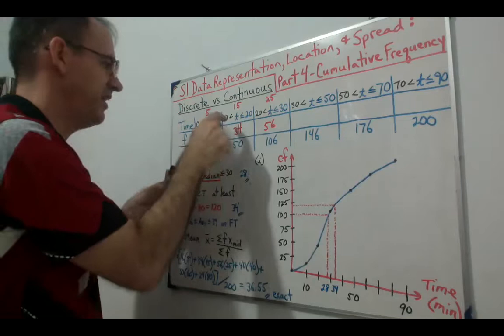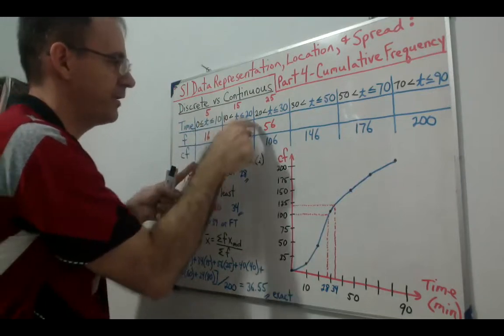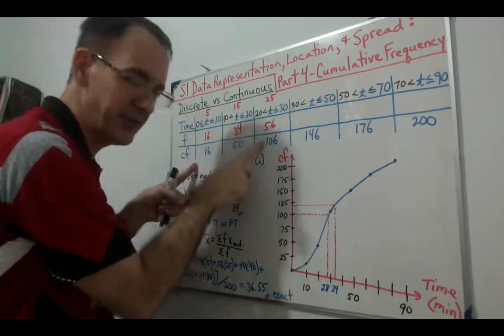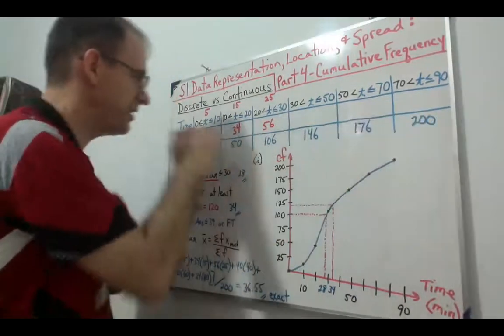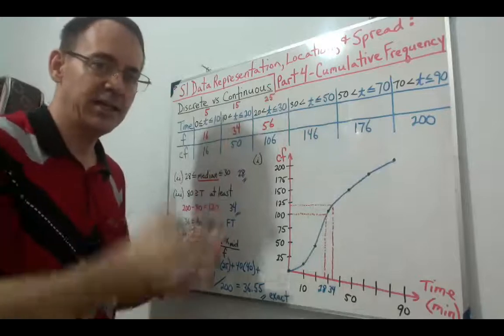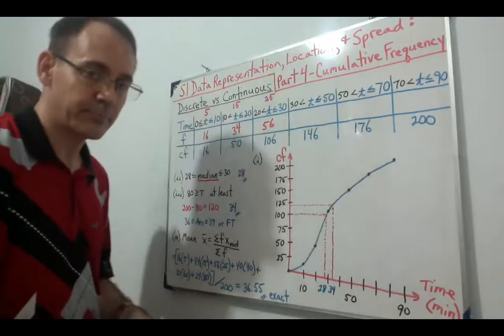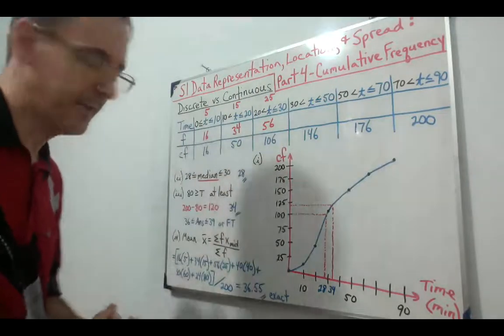So then 16 plus 34 is 50, plus 56 is 106. So you need to make sure you have cumulative frequency, not just individual frequencies. So that's the second thing we look for.